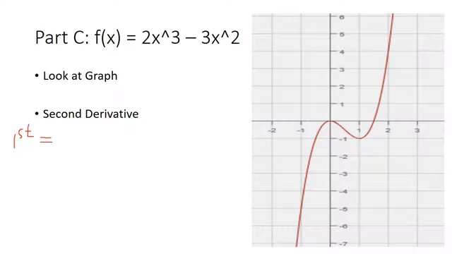So we're going to do the first derivative, which is 6x squared minus 6x. And then we do the second derivative, which is that same process on just the first derivative that we created. And this would be 12x minus 6.